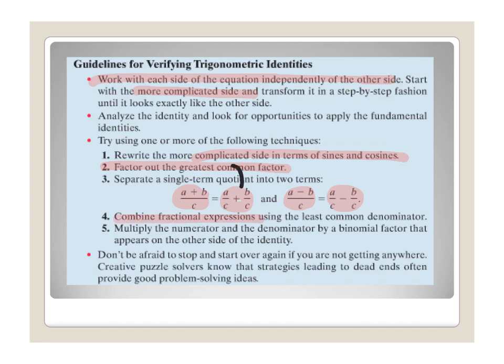Meaning if you started with this, you could work your way backward to condense it into one. And then sometimes you have to multiply the numerator and the denominator by a binomial factor that appears on the other side of the identity. So if both of your equations on either side were divided by cosine, you can multiply by cosine and get rid of it. Stuff like that. That's when you would work both sides.